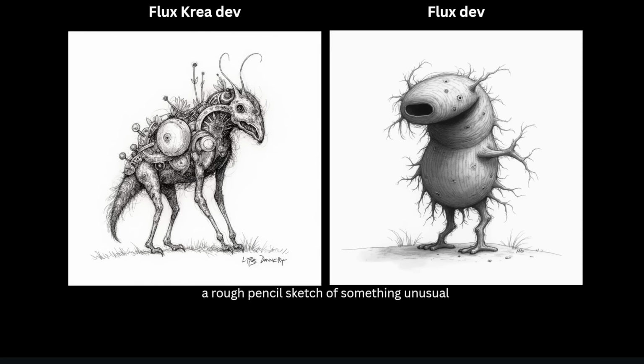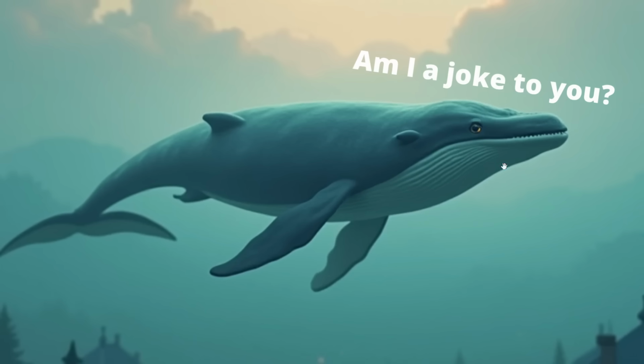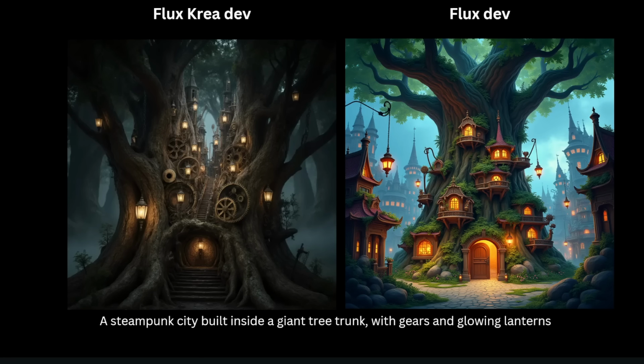And then here's a rough pencil sketch of something unusual. Both of them could handle this pretty well. Here's a dreamlike scene of a whale swimming through the clouds above a quiet town. FLUX Krea Dev looks more realistic, plus the whale looks more anatomically correct compared to FLUX Dev, which looks like this. Like no whale on planet Earth looks like this. And then here's another prompt that I tried out. Again, the colors of FLUX Krea Dev just look way nicer than FLUX Dev, which look too cartoony and oversaturated.